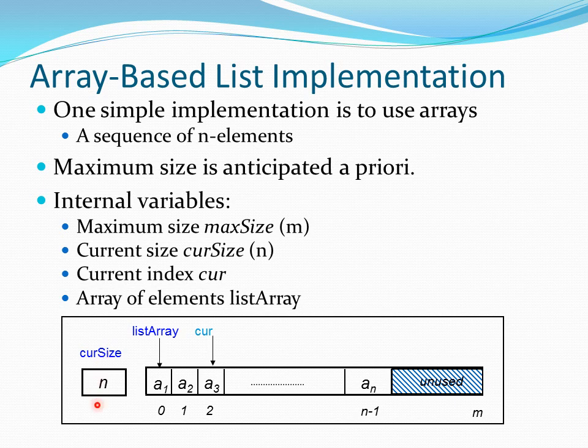So current size n. List A1, A2, A3 up to An. Current index, this A2. These are A3.